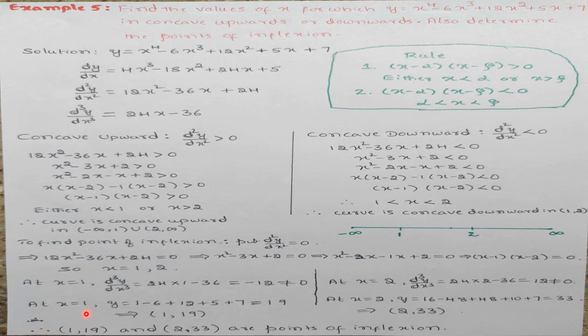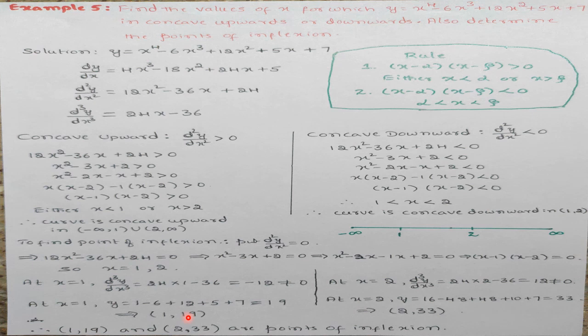At x = 1, find out y. Put x = 1 here: 1⁴ − 6 × 1³ + 12 × 1² + 5 × 1 + 7. This is 19. At x = 1, y is 19. So one of the points of inflection is (1, 19).